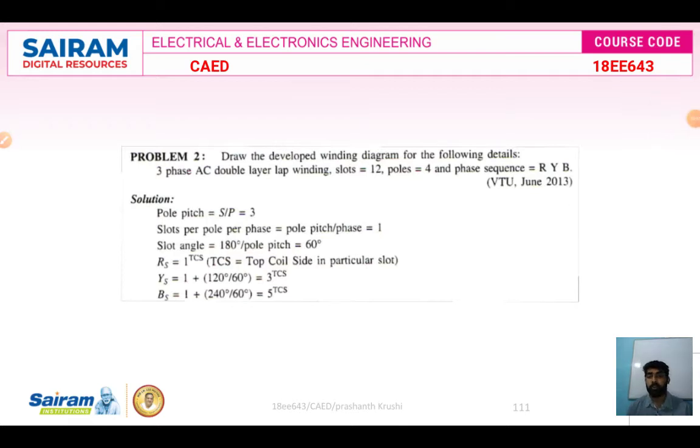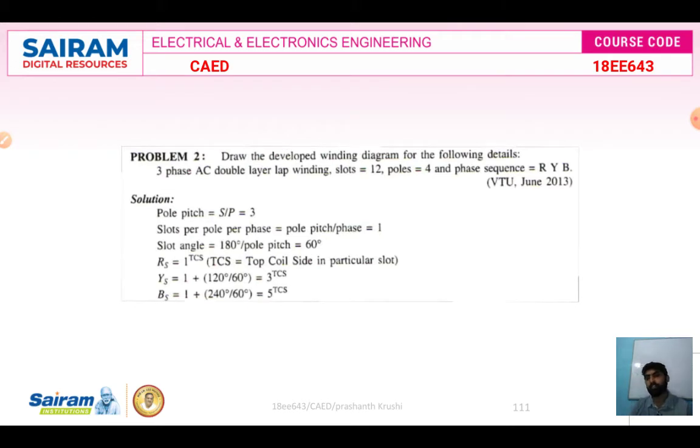Okay, consider problem number 2. Develop the winding diagram for the following details: 3-phase AC double layer lap winding, slots 12 and poles 4, phase sequence RYB, red color, yellow color, blue color conductors, right? And then what is the pole pitch? Number of slots per pole, or number of conductors per pole. Slots given are 12, and number of poles given is 4.